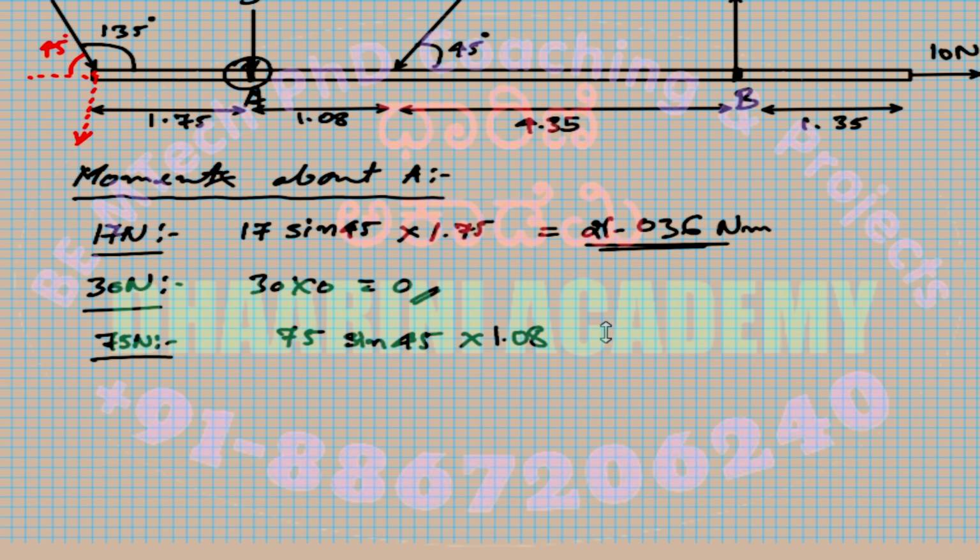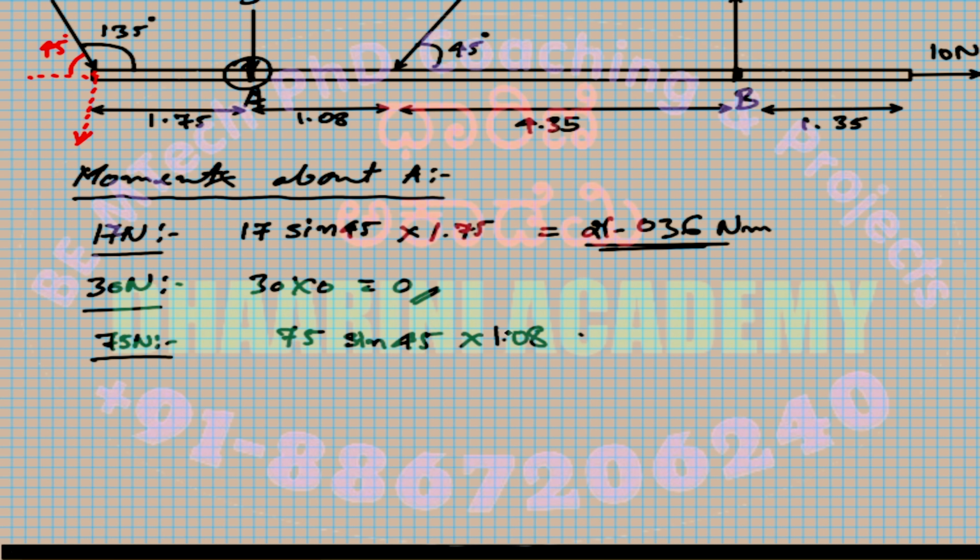All right, so let's make this negative, minus 57.275 Newton meters. All right, then let's move further. The next force is 60 Newton.